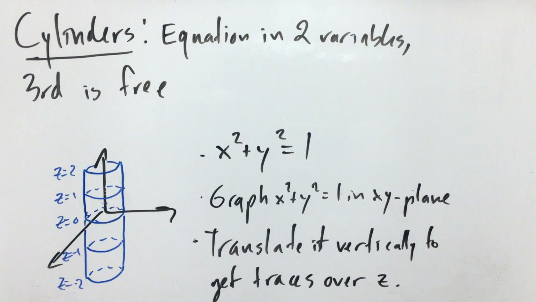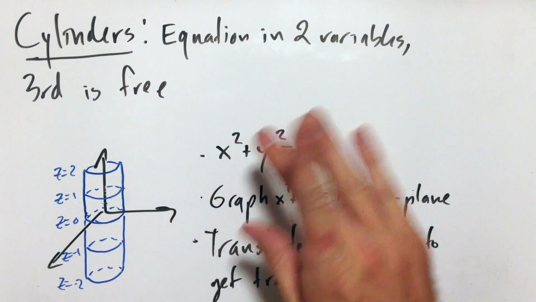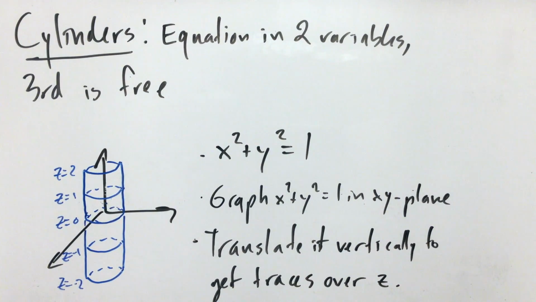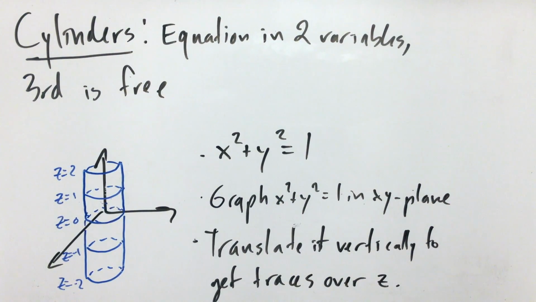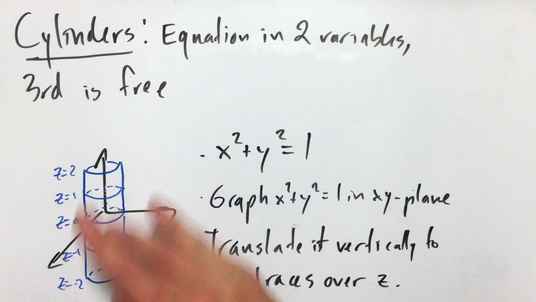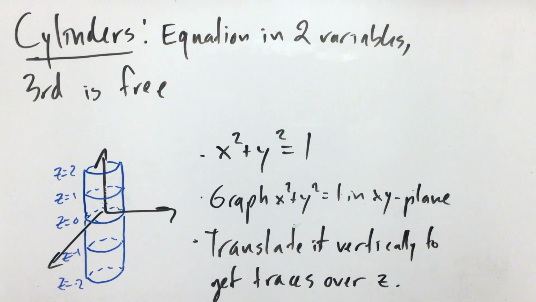And then to get a bunch of traces, the traces I care about here are really in the direction of the free variable, and they're all going to look exactly the same. They're all going to look exactly like this one basic graph in the other two variables. So I just take that and I translate it vertically to get all the traces over z. I sort of connect the dots. Great, I've got a cylinder.